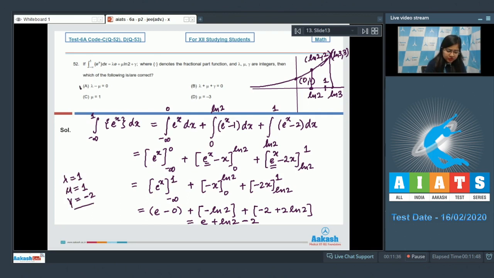So lambda minus mu is 0, this is correct. Addition of all these is also 0, mu is 1. So ABC is the required answer.